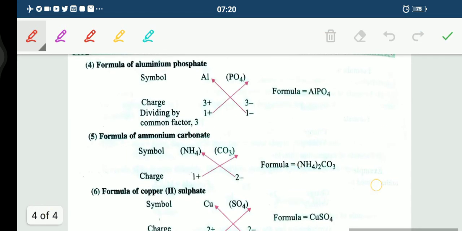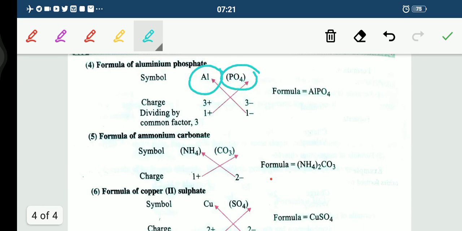Similarly children, you can see here aluminium phosphate. So aluminium is Al and phosphate is PO4. Fine. Writing the charge, it's +3 and -3. We'll simplify it. Fine, we're dividing by the common factor 3. So we get +1 and -1. So the formula becomes AlPO4.